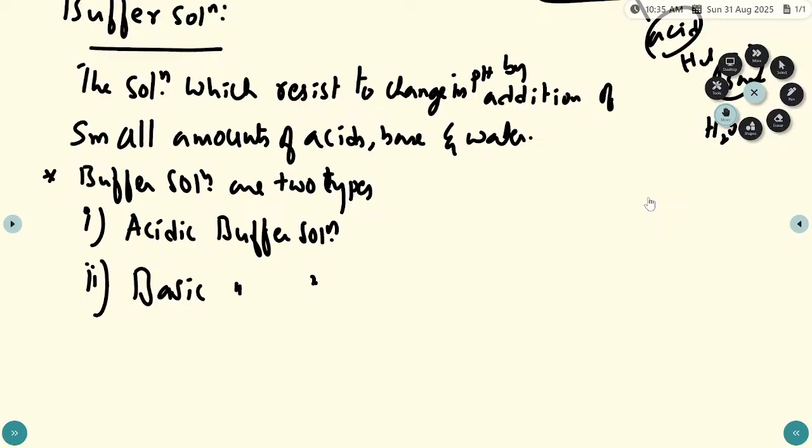Buffer solutions. So what are buffer solutions? Now we have two types of buffer solutions: one is acidic buffer solution and the other is basic buffer solution. Okay, acidic buffer solutions. What are acidic buffer solutions? How can you prepare acidic buffer solutions?